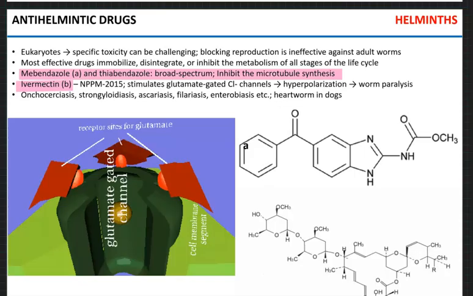And the mechanism is amazing. So this drug binds to chloride channels that are normally gated by glutamate. And when it binds here, it opens them. Chloride is a negatively charged ion. It diffuses into the cell, hyperpolarizes it, and if the cell is a muscle cell, it's inhibited. If it's a nervous cell, it's inhibited. Worms become paralyzed. Those of you who have dogs, do you give them heartworm medication?